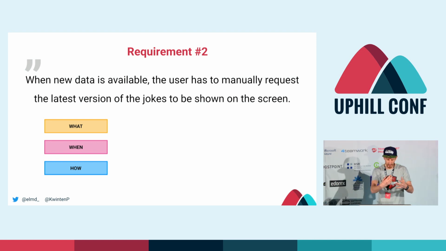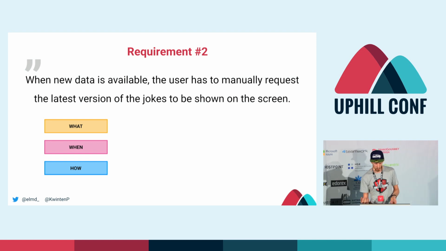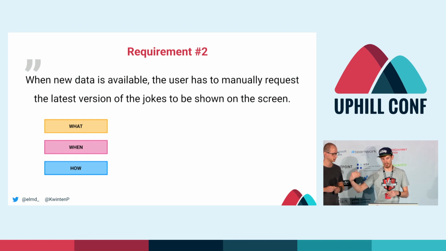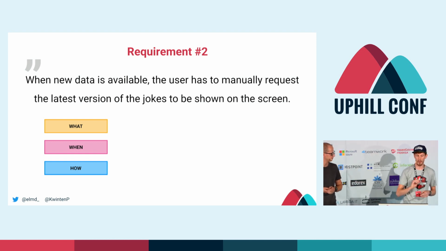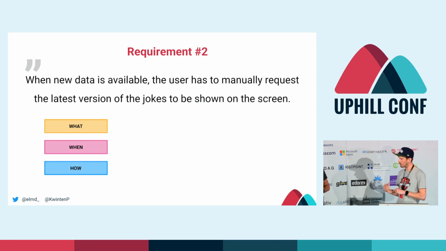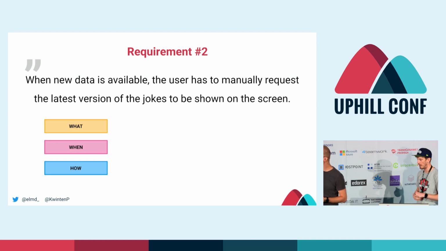That's back pressuring. We can't read it as fast as the values are being produced. So what if the user has to manually request an update? We still update the data on the service, but the user has to request it on the UI side. So what would be the when, trigger, and the how here?